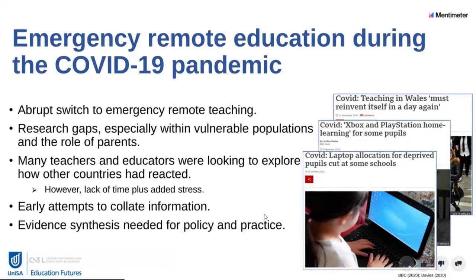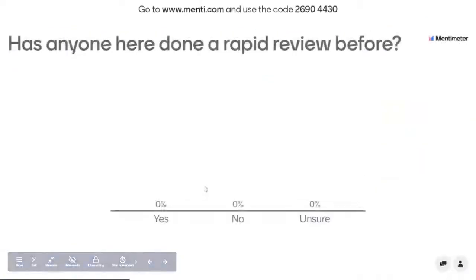Now, moving to the pandemic, we know that there was such an abrupt switch and a shift, really, to emergency remote education. And teachers, educators, did not have the time to try and find their own research, to find their own evidence. And so we saw that it was really our responsibility as evidence synthesis practitioners that we needed to try and help people by conducting evidence synthesis of the primary research that was being undertaken during the pandemic, in order to help other people understand what was effective, what perhaps wasn't quite as effective, and then to help inform policy going forward.